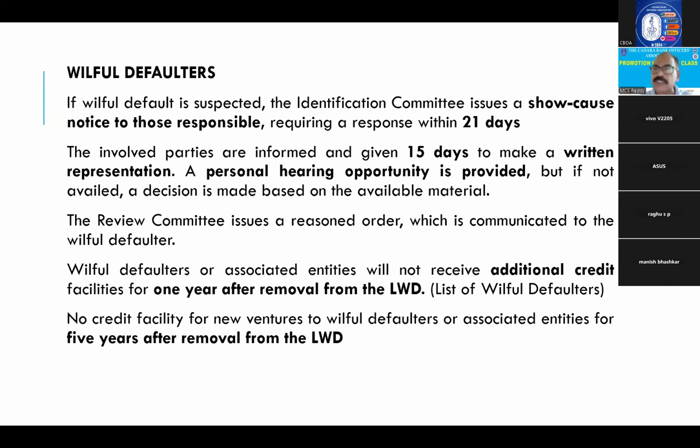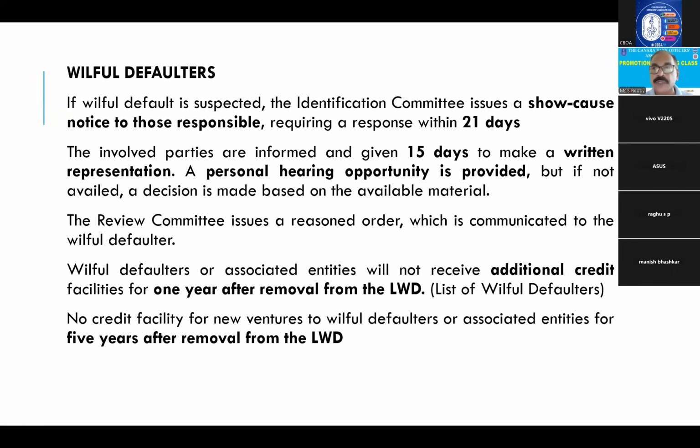This is the procedure in our bank also. Two committees will be there. The first committee is the identification committee. The second one is the grievance redressal committee or your review committee, whatever it is. What Reserve Bank is telling in this process is that we have to serve that person a 21-day show cause notice: why we should not declare you as a willful defaulter? Like that, we have to issue a show cause notice.